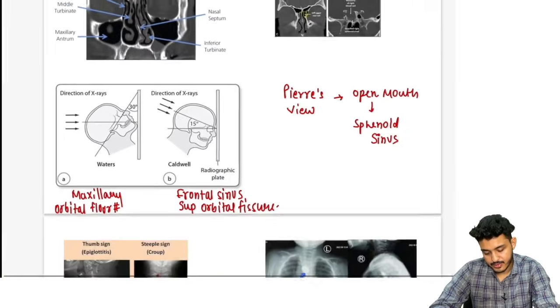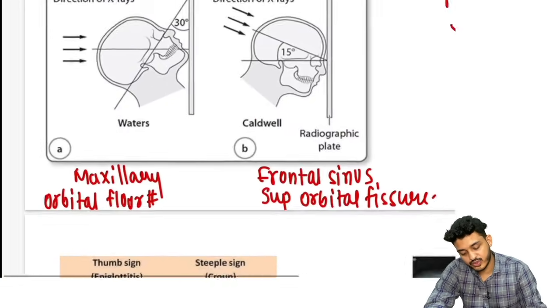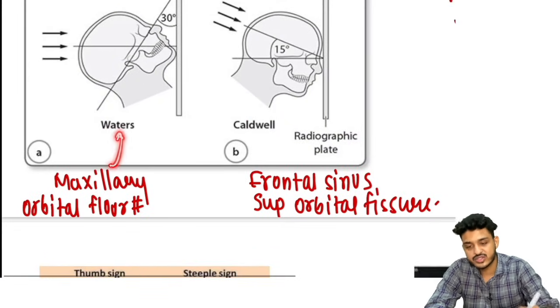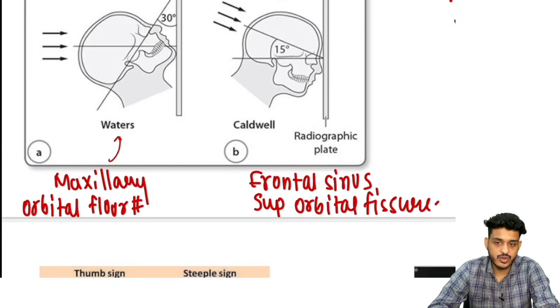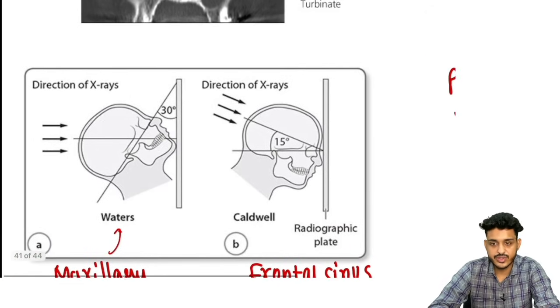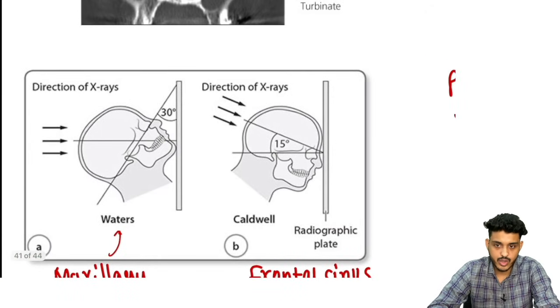Okay. So we can have certain views. What are the views we are having? We have got Waters view for maxillary sinus, and we have got it for orbital floor fracture. We can do this view. This is going to be the Waters view.